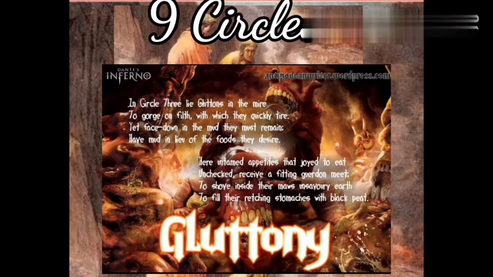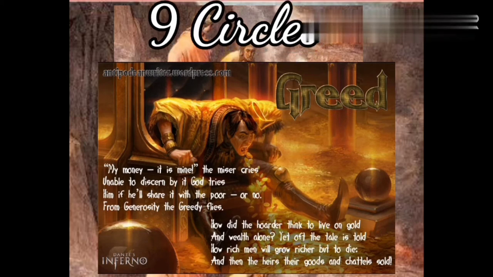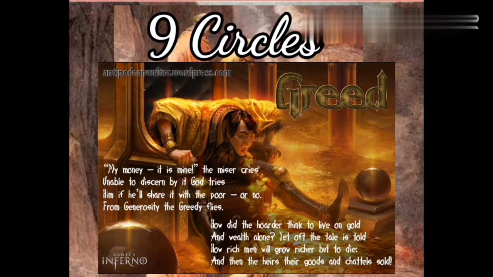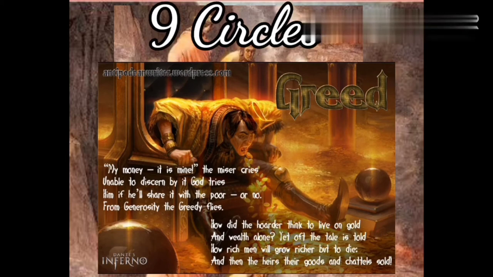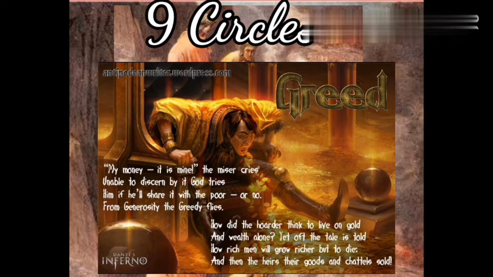In the fourth circle of hell, Dante and Virgil see the souls of people who are punished for greed. They are divided into two groups, those who hoarded possessions and those who lavishly spent them.